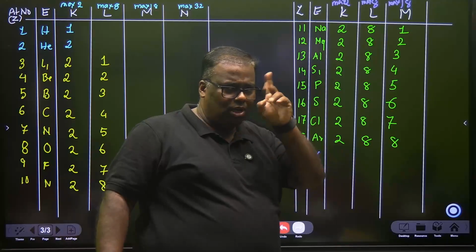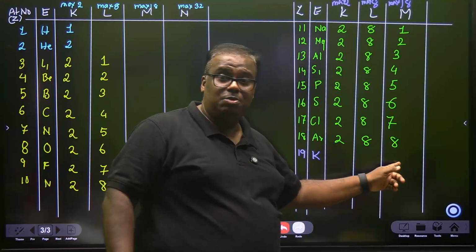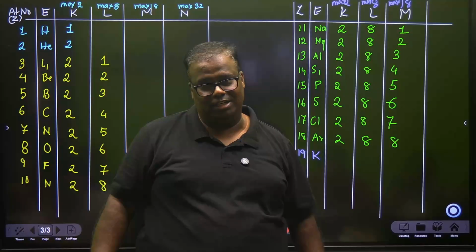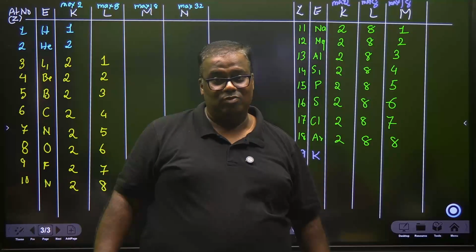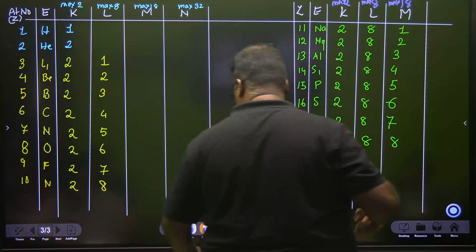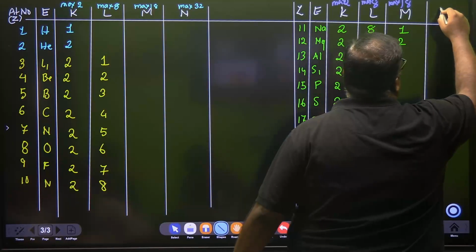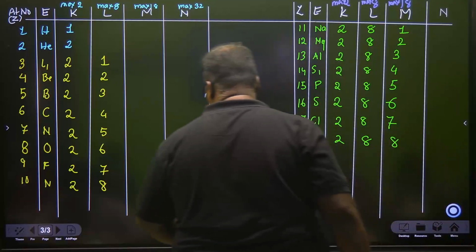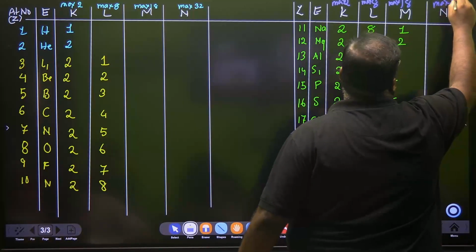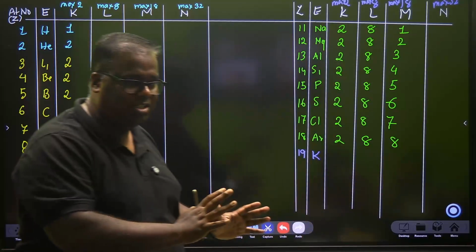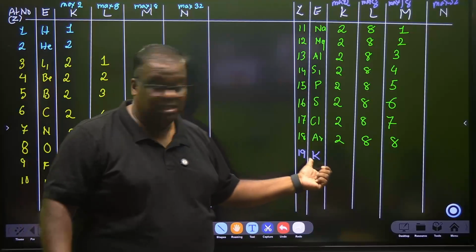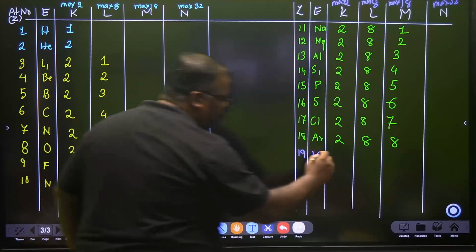But remember the law: this becomes the valence shell. Valence shell cannot have more than 8. So you have to open the next orbit, which is your N orbit. So we open our N. And N can have maximum 32 electrons. This is very dicey. Children generally don't understand this. I need to fill how many electrons? 19 electrons. So let's fill 19 electrons.